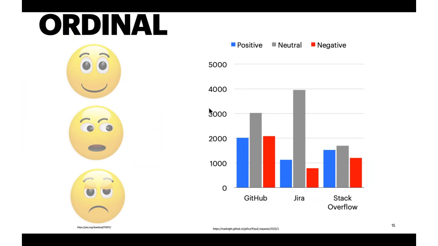So in this particular case, we see 3 popular data sets for sentiment analysis, extracted from GitHub, from Jira, and from Stack Overflow. And we have numbers of statements which have been manually labeled as positive, neutral, and negative for each one of the data sets. And you see this ordinal blue, gray, red.